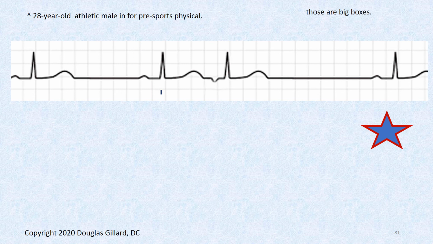Yeah, this is the same one we just looked at. So there's the compensatory pause. Right is upright, that's down. So that's a PAC coming from the left atria. There's a compensatory pause right there. We kind of talked about this already.